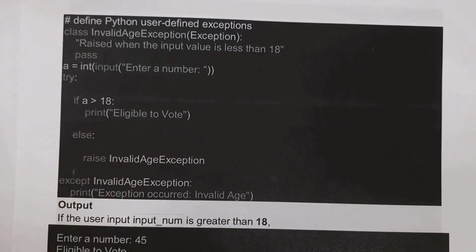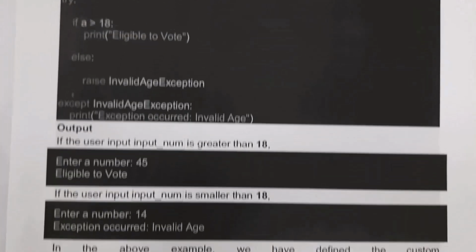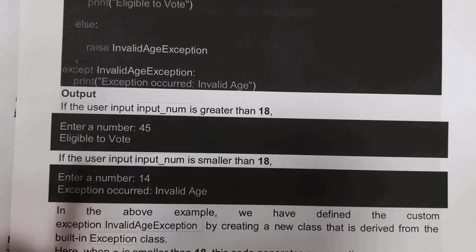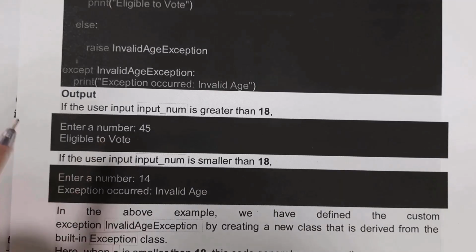Else, if I enter a value which is less than 18, I will get the output "exception occurred, invalid age exception." This is a program which is created by me in order to create my own exceptions. So here I will get the output "enter number." For example, if I enter age 45, I will get the output "eligible to vote."